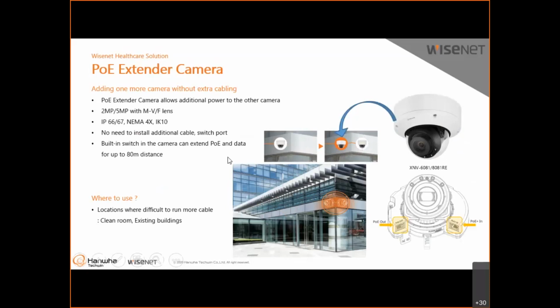This model can support 2 and 5 megapixel and a motorized varifocal lens, and the maximum distance will be up to 80 meters. This PoE extended camera should have a PoE plus power source, and the existing camera will have PoE power. So maybe you can use this camera in locations where it is difficult to run more cable, like a clean room or some existing buildings.